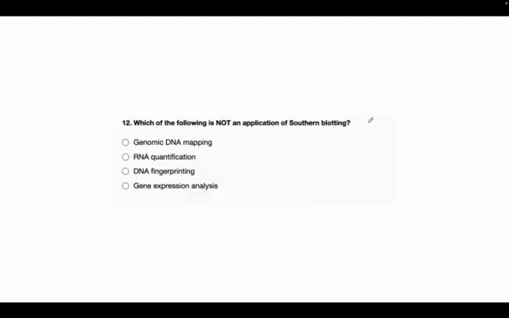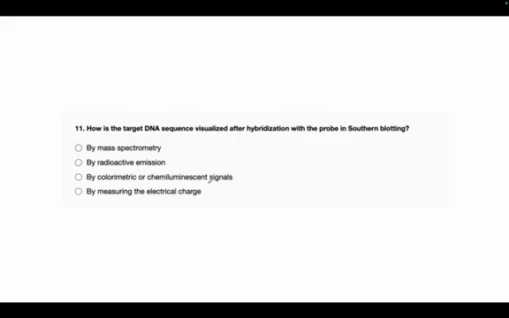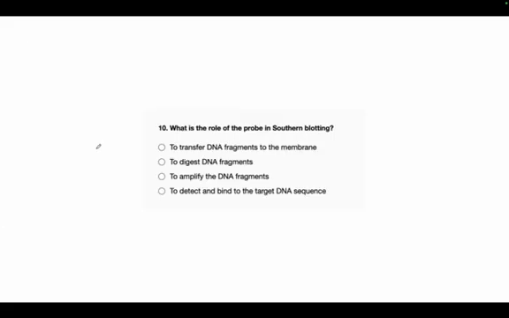The following is not an application. Southern blotting looks at the DNA level, so we cannot use it for RNA quantification. We can use it for the other three. How is the target DNA sequence visualized after hybridization with the probe after southern blotting? Traditionally we look at radioactive emission. What is the role of the probe? The role of the probe is to detect and bind to the target DNA sequence.